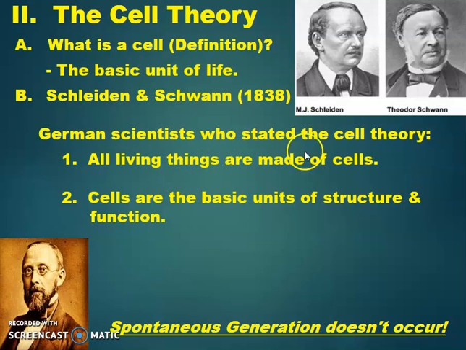Now, "all living things are made of cells" is obvious because between the two of them, any of the thousands of plant species or thousands of animal species they looked at under the microscope, they were all made of cells and nothing different. So they had the evidence to back it up, so they stated it. They're the ones that are given credit. As well as, cells are the basic units of structure and function.